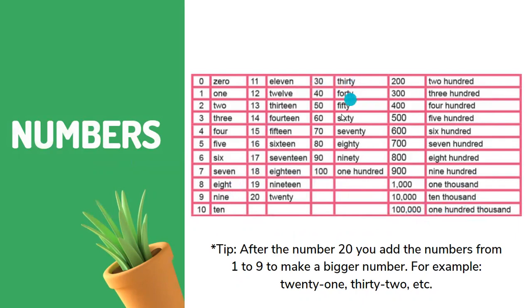See what is the difference between, I don't know, 0 to 19 and then 20. If you see, from number 13 to 19, there is a teen ending. And then the ending from 20 to 90 is a T and a Y.